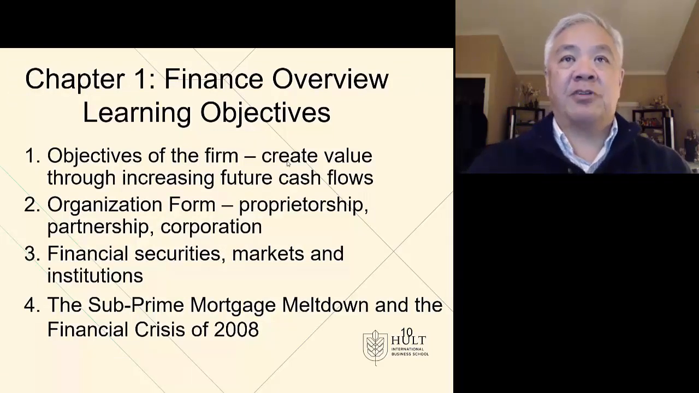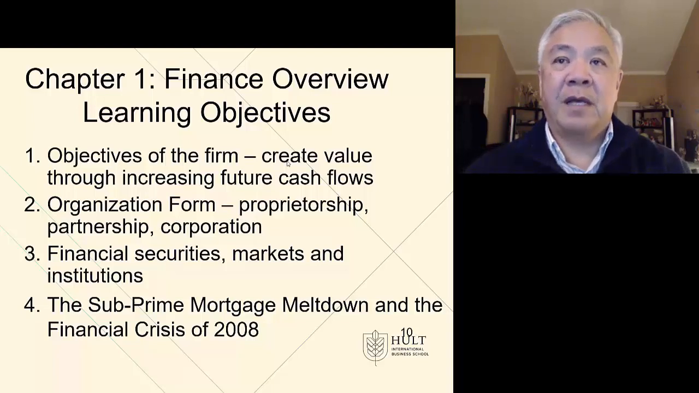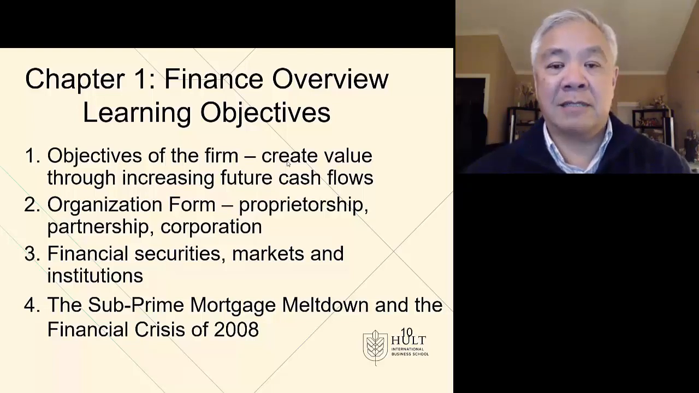All right. So the learning objectives for chapter one are to understand the objectives of the firm, and that is to create value for the shareholders and employees through increasing the future cash flows. Second is to look at different organizational forms. This is a fairly technical topic, which is important for you to understand, related to the differences between proprietorships, partnerships, and corporations. Third are our markets, the securities that make up the markets, how the markets behave, and what the institutions are that participate and create the flow of funds in the marketplaces. And fourth is to look briefly at the subprime mortgage meltdown and the financial crisis of 2008. That occurred recently and it's still having its ripple effects on the recovery of markets and also our thinking about how securitization works and how financial markets can sometimes get out of control.